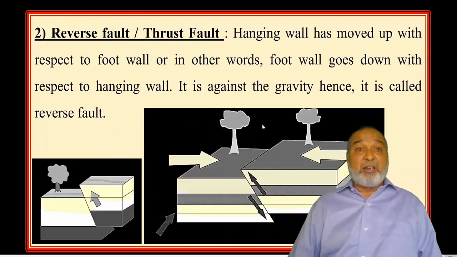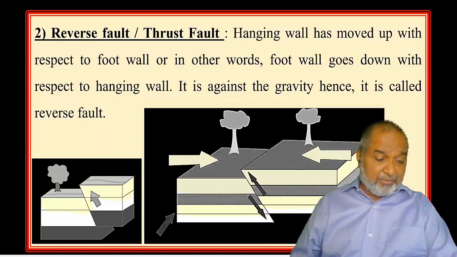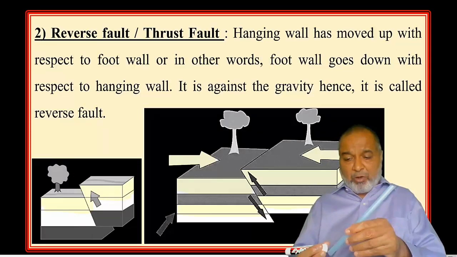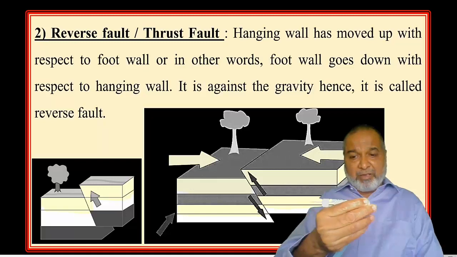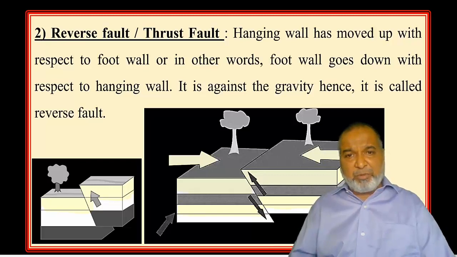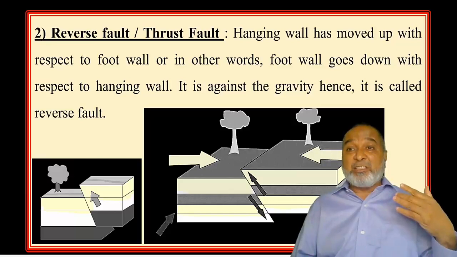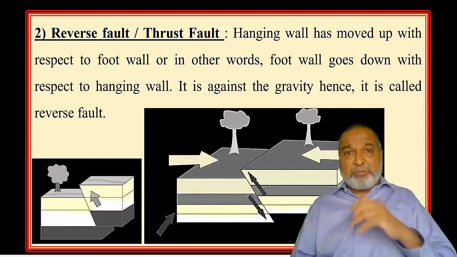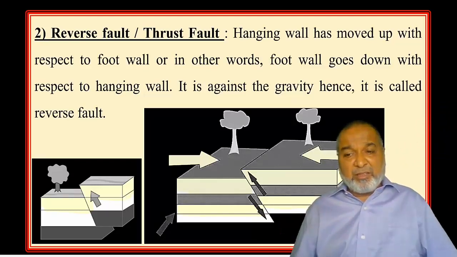Come to the next one, a reverse fault. Against the gravitational force, the hanging wall goes up. So assume now, this is a fault. Now this hanging wall goes up and the footwall remains down. Whenever the hanging wall goes up, the footwall remains down, with relative movement of both. Then this is called the reverse fault, or a thrust, against the force of gravity. This hanging wall has moved up with respect to the footwall. Then this is called the reverse fault or the thrust fault.